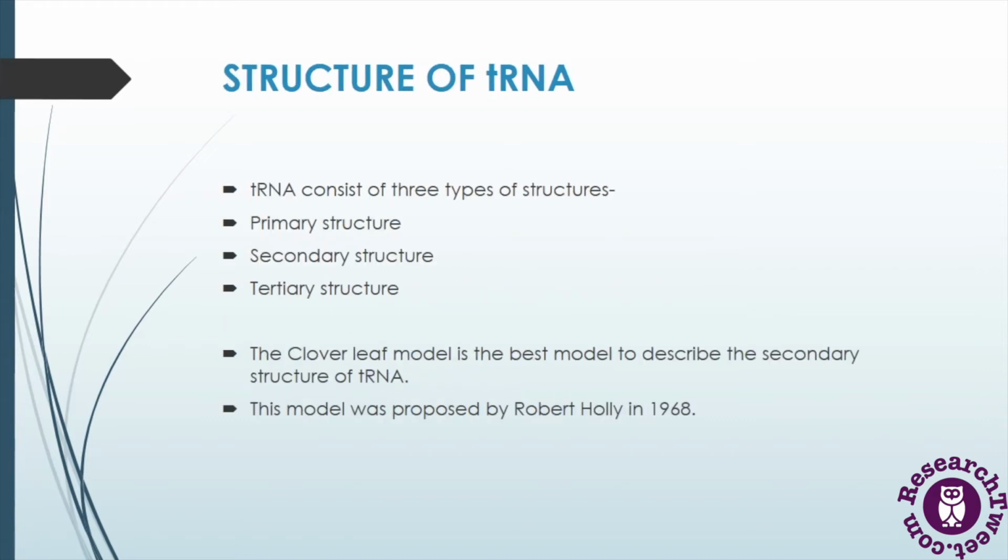Now let's understand the structure of tRNA. tRNA is found in three basic structures: primary structure, secondary structure and tertiary structure. The primary structure of tRNA is a single-stranded chain-like structure formed by transcription of DNA. It normally consists of 70 or 80 nucleotides. The secondary structure of tRNA is best described by the cloverleaf model of tRNA, and it is also a universally accepted model for the secondary structure of tRNA. The cloverleaf model was first proposed by Robert Holley in 1968.